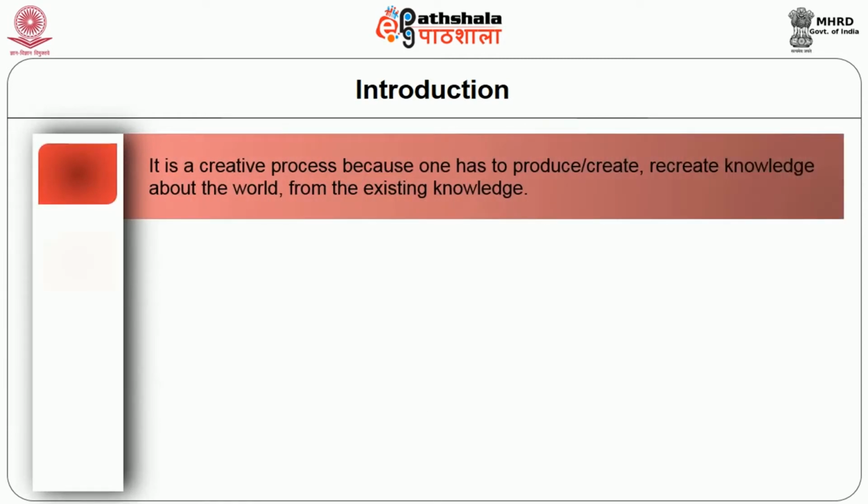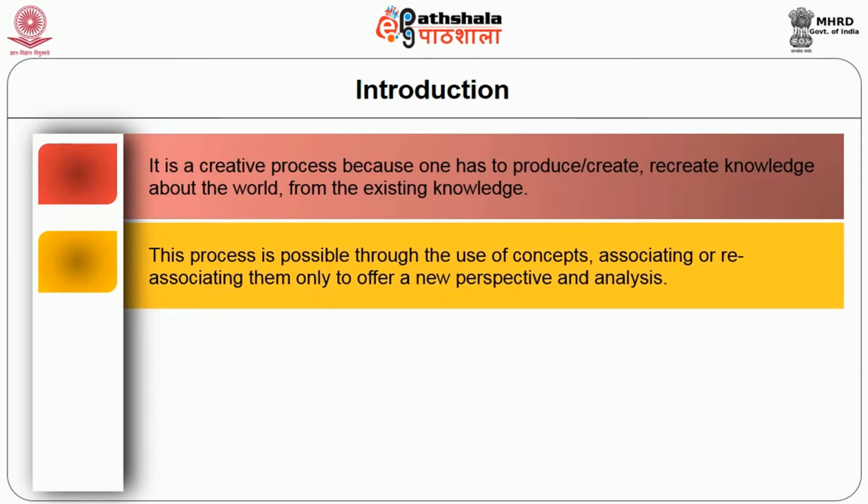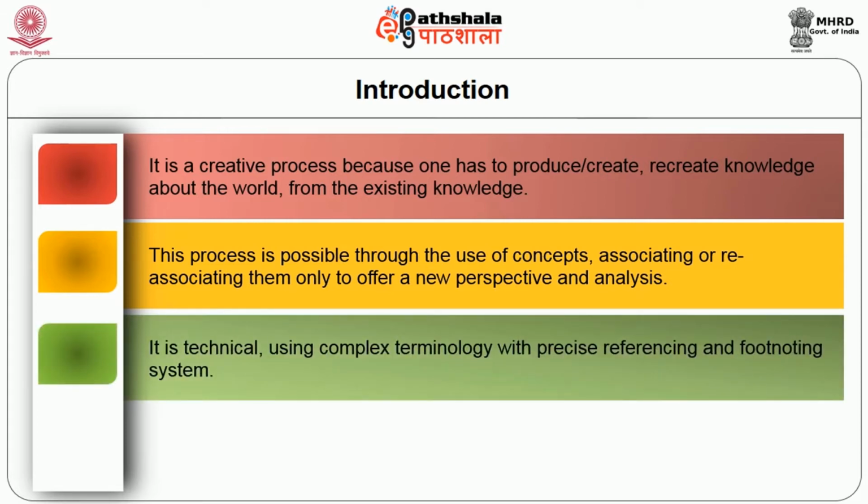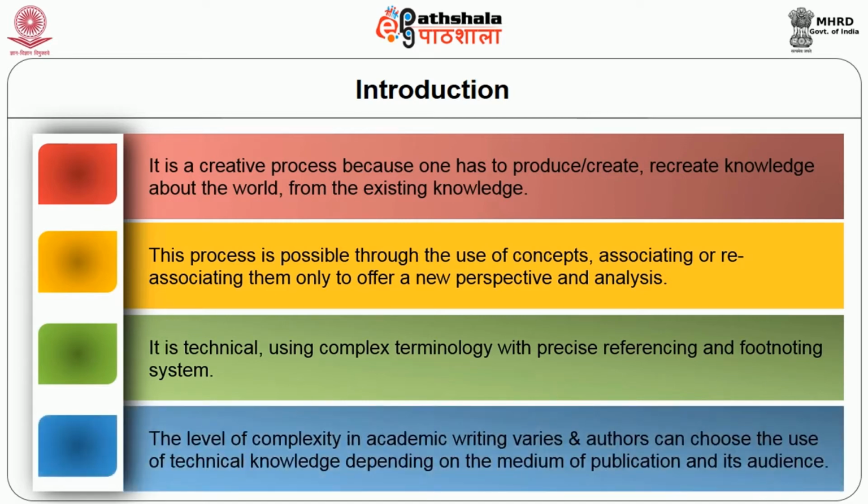It is a creative process because one has to produce or create and recreate knowledge about the world from the existing knowledge. This process is possible through the use of concepts, associating or reassociating them only to offer a new perspective and analysis. It is technical, using complex terminology with precise referencing and footnoting system. The level of complexity in academic writing varies, and authors can choose the use of technical knowledge depending on the medium of publication and its audience, and this is mentioned in other modules as well.